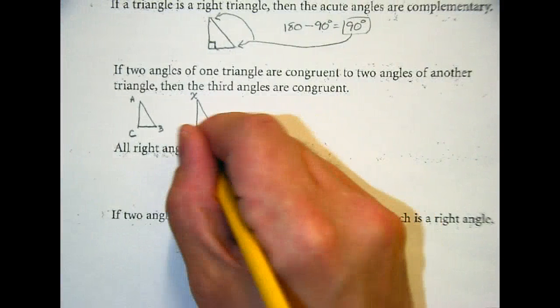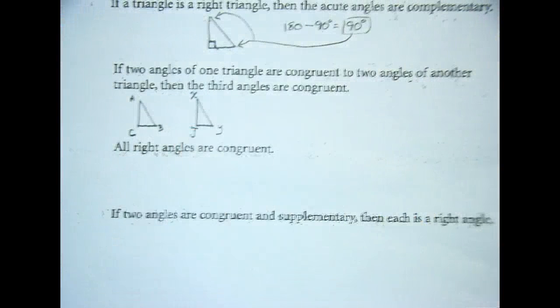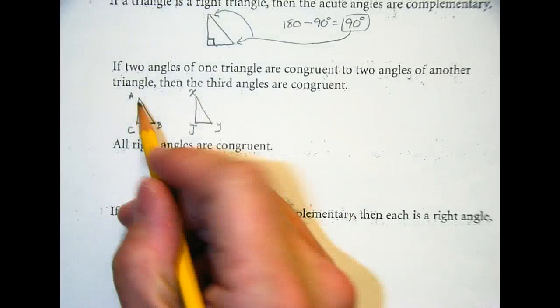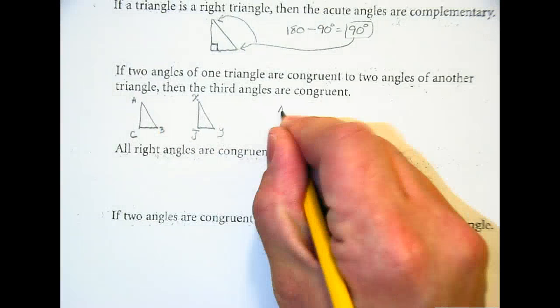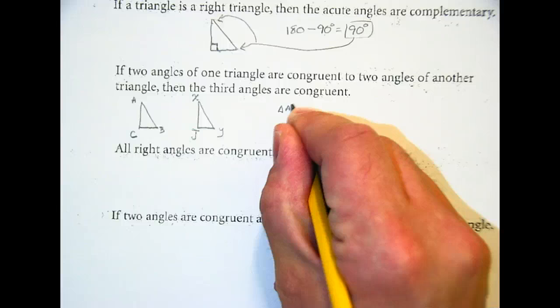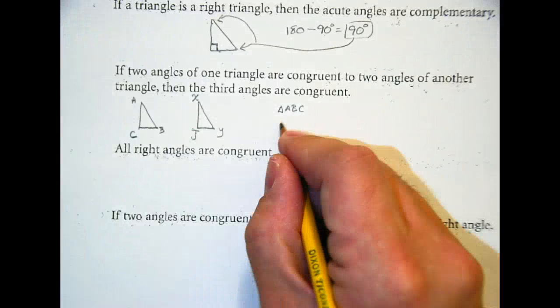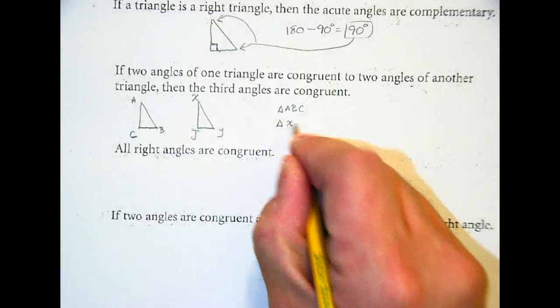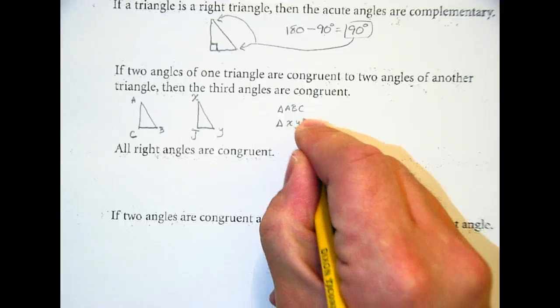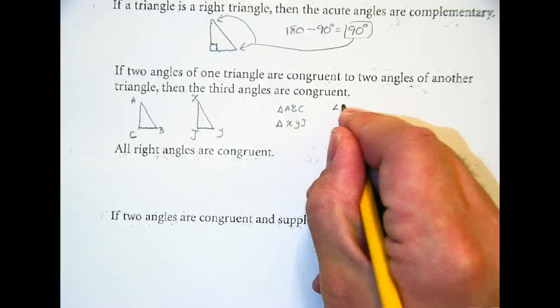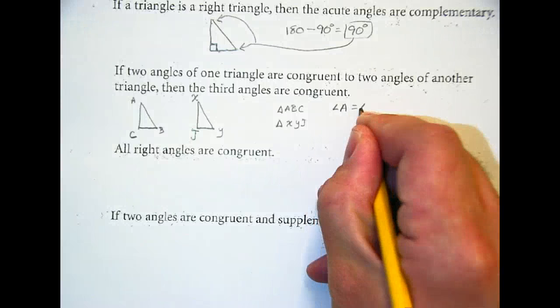And I'm going to make my J look like that even because I'm cool. Okay? I can't use A again because A is over here. All right, so let's say triangle ABC. Okay? And we have triangle XYJ. And now let's say I know that angle A is congruent to angle X.